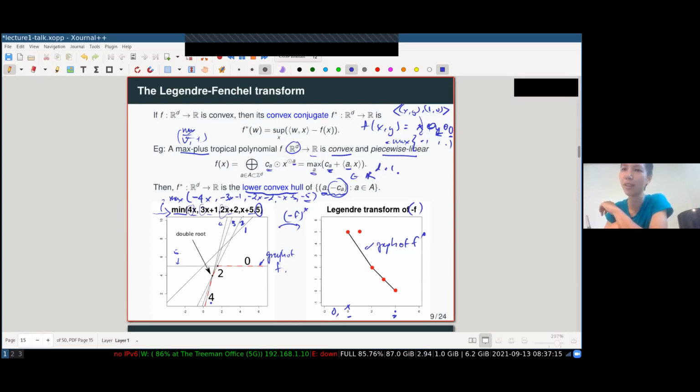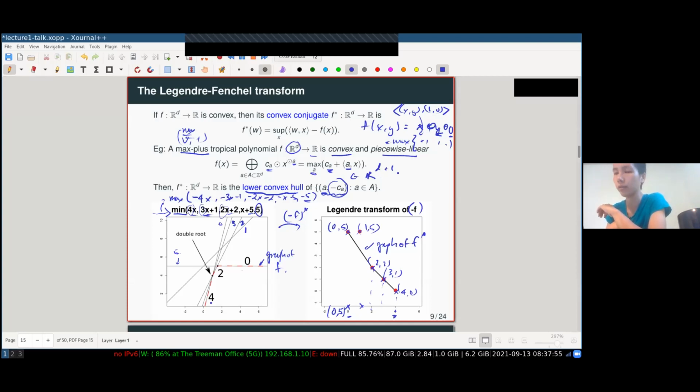So in this picture, for each line, I take the slope and I lift it up to a height that's specified by the affine term. So here I have the point (0, 5). Here I have the point (1, 5). Here I have the point (2, 2), which corresponds to this term here. Here I have the point (3, 1), which corresponds to this term. And then finally, I have the point (4, 0), which corresponds to this term. So I now have what's called a point configuration.